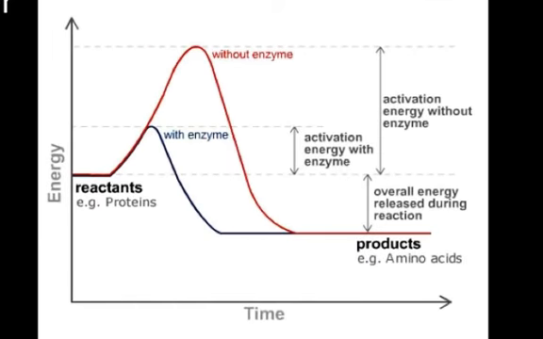So you see here on this diagram, without the enzyme, it requires a lot of energy to go from our reactants to our products. But with an enzyme, the activation energy is lowered. So as a result, we have less energy input and the reaction goes faster. That's how enzymes work. They lower the activation energy required for that chemical reaction to take place.